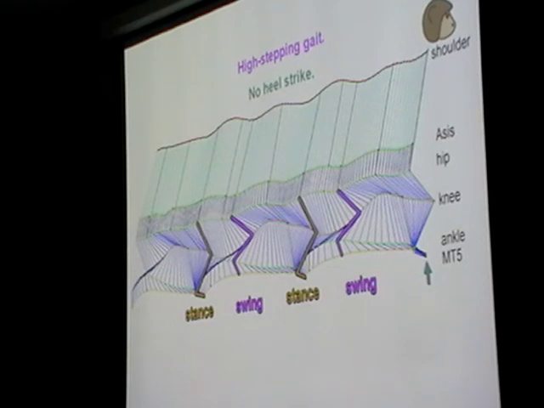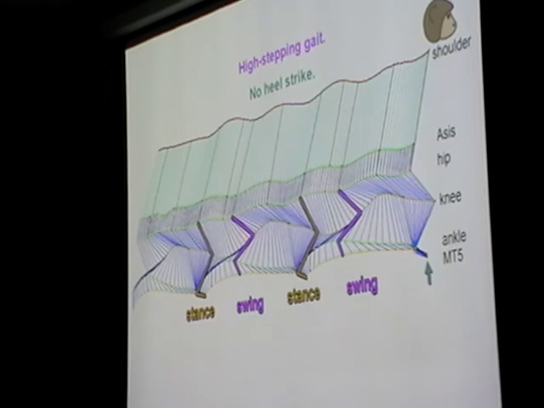And in order for the toes to clear the ground, they have to flex their hip and they have to flex their knee, otherwise the toes would hit the ground. And this is what you see here. So during swing, they even flex their hip and their knee more than during the stance phase.